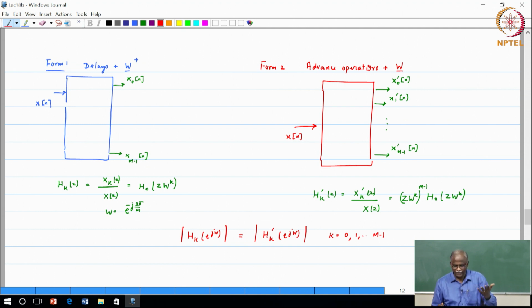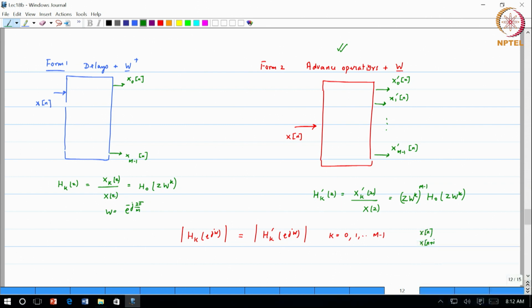Again, I assume since most of us are from a communications background, our understanding of taking the DFT is taking a sequence x of n, x of n plus 1. So, you would form a vector x of n plus 1 dot dot dot x of n plus m minus 1; that typically is how you would block the vector, create the block, and then take it through the DFT. So, this is the form that we have, and basically this also gives us the exact same interpretation.